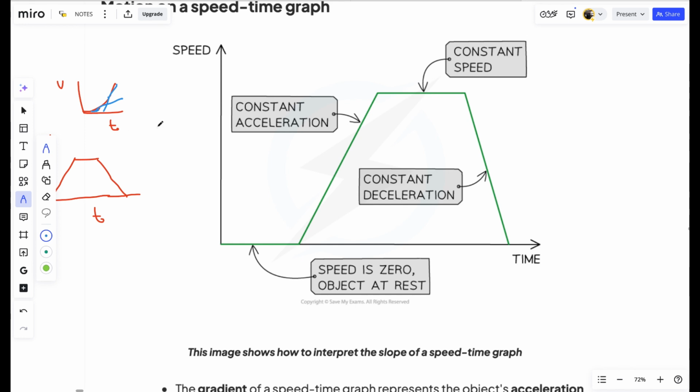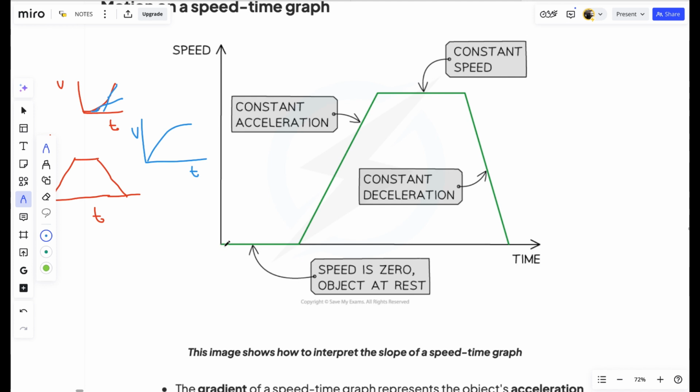But if we have it like this, let's say in a speed time graph, V is for speed or velocity. So if we have a graph like this, this is a decreasing acceleration. Is that okay? This is a decreasing acceleration.